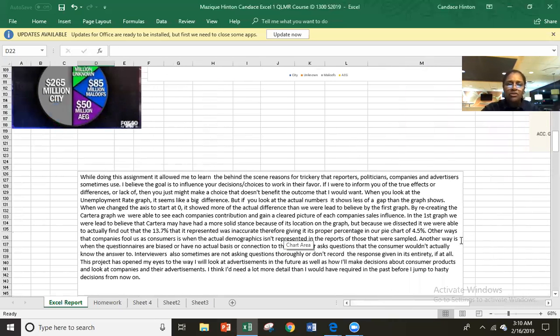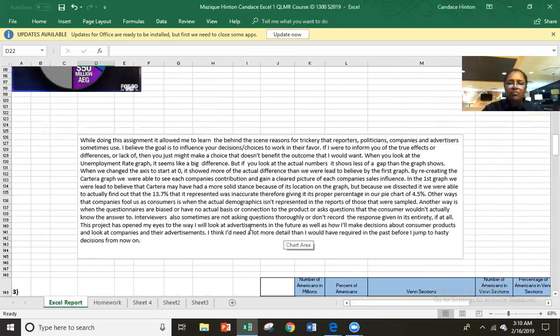Other ways that companies fool us as consumers is when the actual demographics isn't represented in the reports of those that were sampled. Another way is when the questionnaires are biased or have no actual basis or connection to the product or ask questions that the consumer wouldn't actually know the answer to. Interviewers also sometimes are not asking questions thoroughly or don't record the response given in its entirety, if at all.